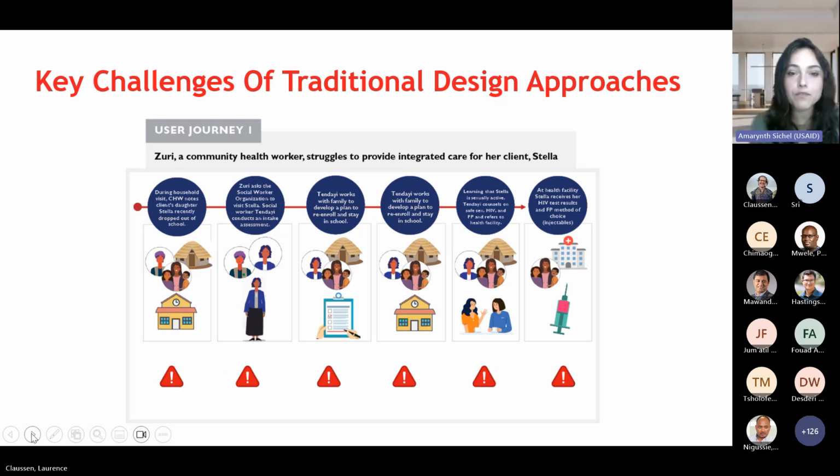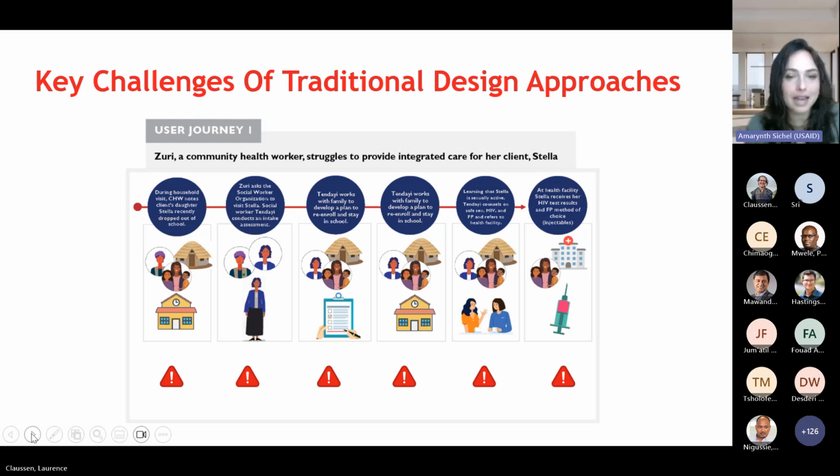One day in a follow-up visit, Tendai learns that Stella is actually sexually active. Tendai then refers Stella to a health facility for HIV testing, but Stella loses the referral slip because it's a piece of paper and she lost track. It fell out of her pocket.